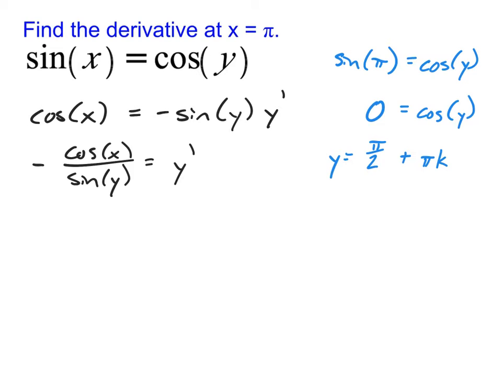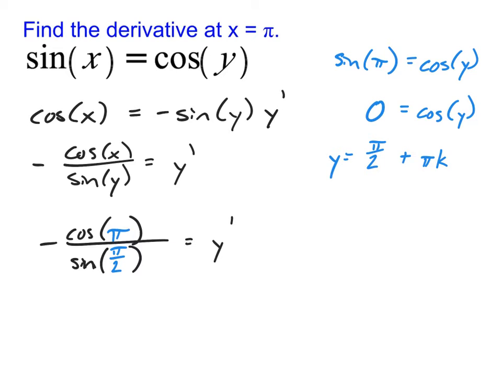So let's plug in now and see what we're going to get here. We're going to do cosine of pi over, I'm going to keep that negative out front, sine of, and technically it's the whole pi over 2 plus pi k, but I'm going to just do it with the pi over 2 for the moment, equals y prime.